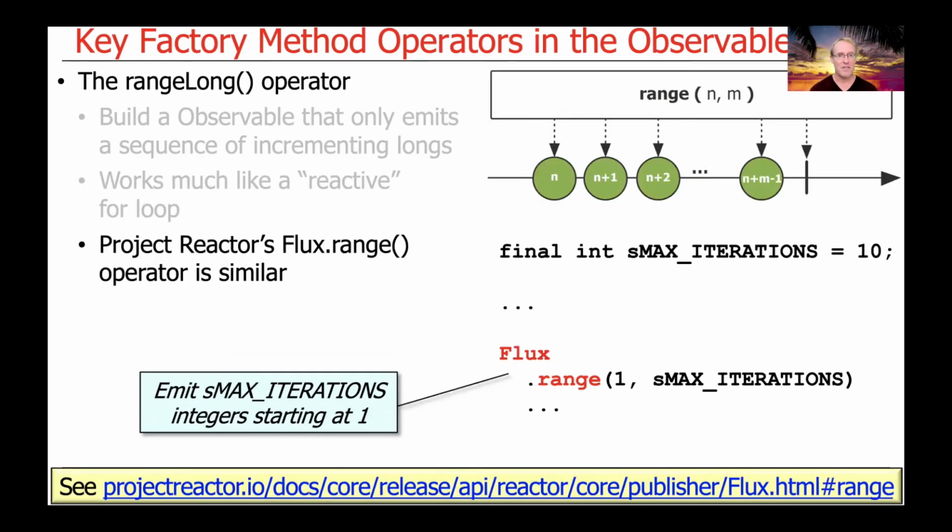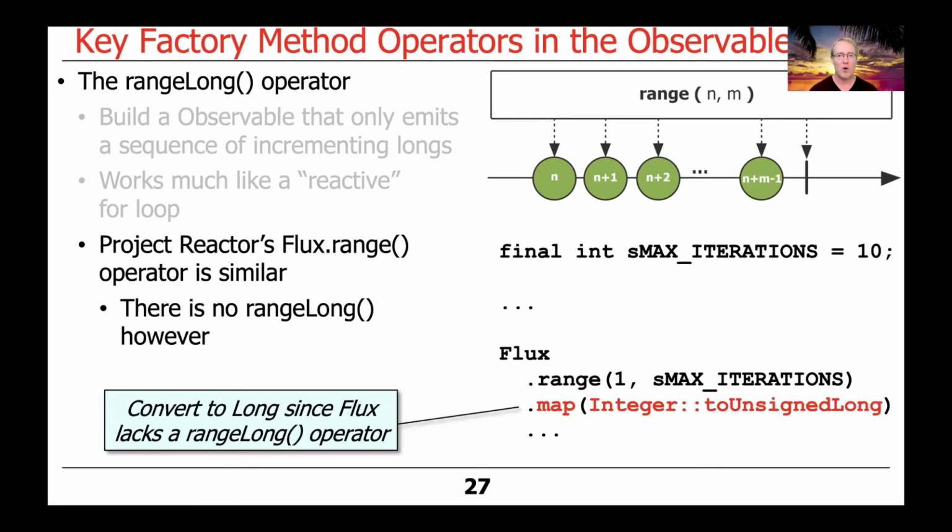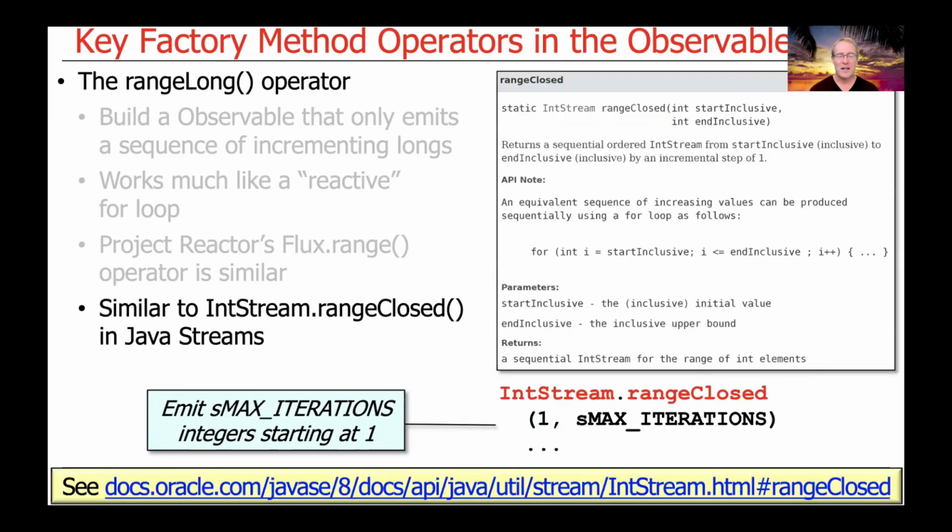Project Reactor has a Flux range operator that behaves very much the same way. Again, this one will iterate from 1 to max iterations, emitting the integers. There is, interestingly, however, no rangeLong operator, which is kind of strange. So what you can do with Flux is you can use map in order to convert an integer to an unsigned long, just something that's a little piece of trivia that's useful to know. Both of these operators are very similar to the IntStream rangeClosed method that's defined in Java streams, where once again, in this case, we're generating a range of integer values from 1 to max iterations, whatever that's defined to be.